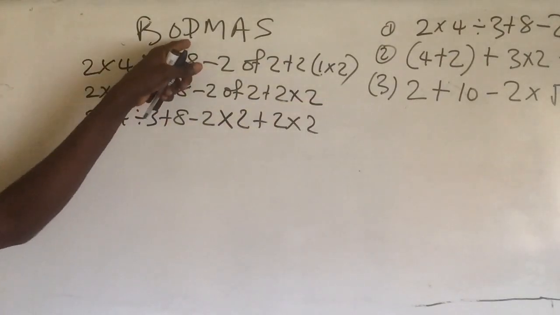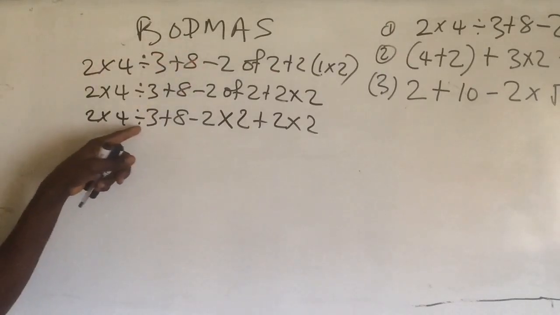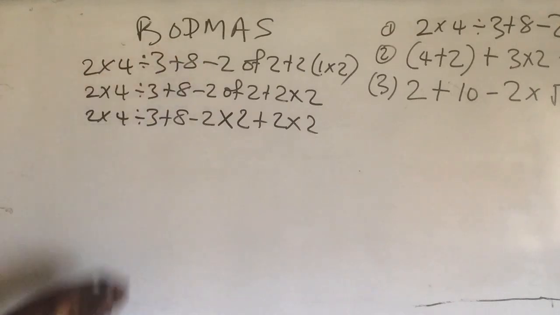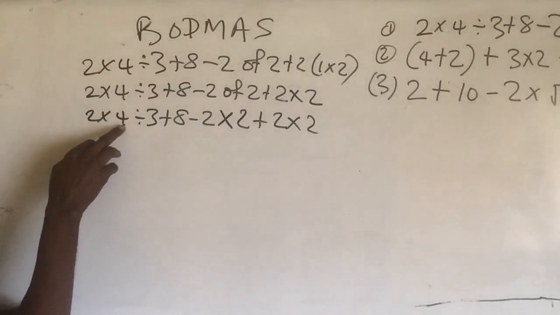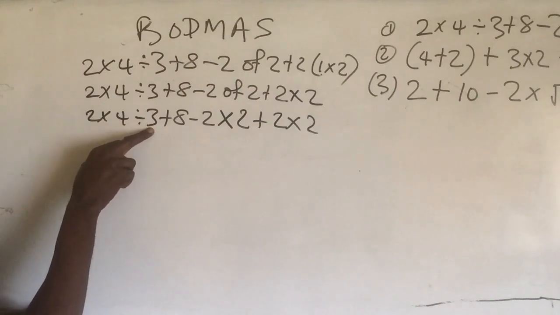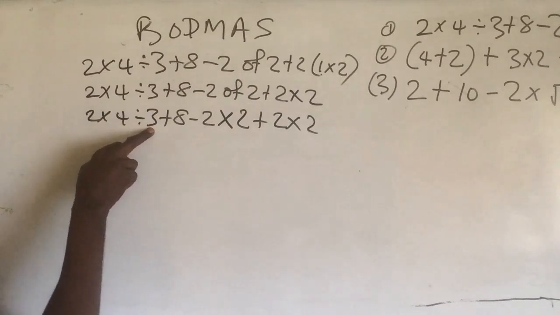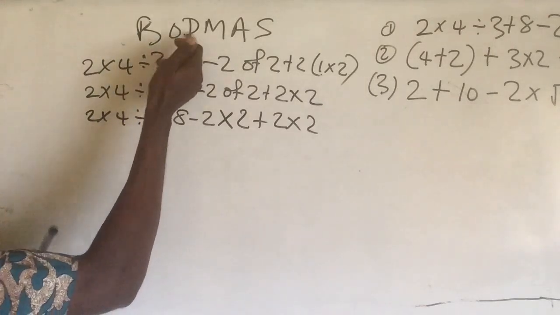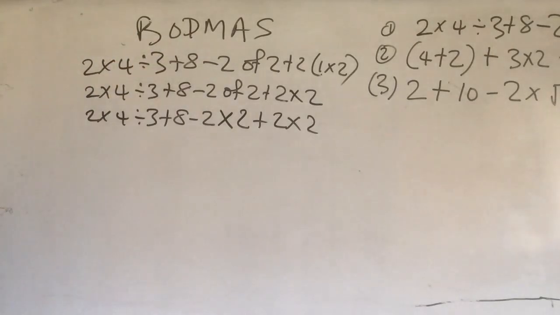Now the next one is division. Is there any division here? Yes, there is division here. You now treat division. So you don't come and say 2 times 4 before you divide. No. You now divide. You now divide 4 divided by 3.